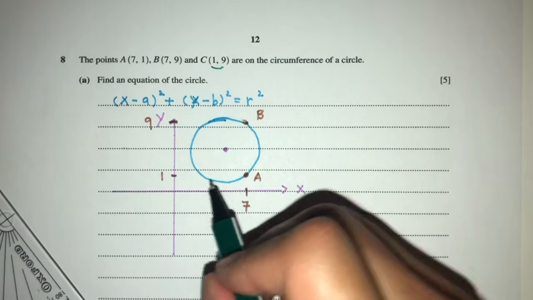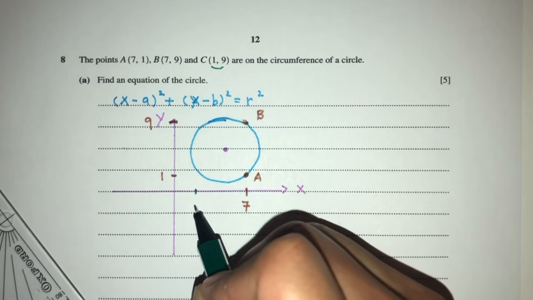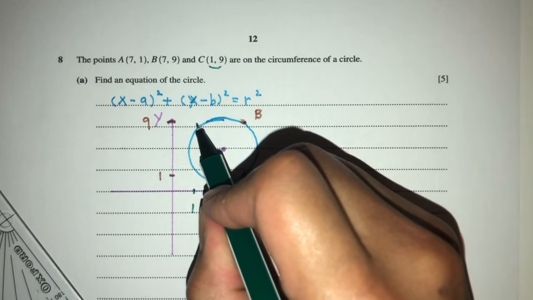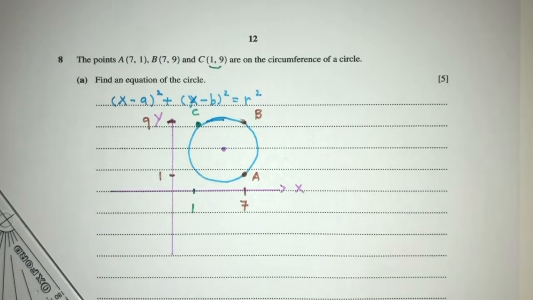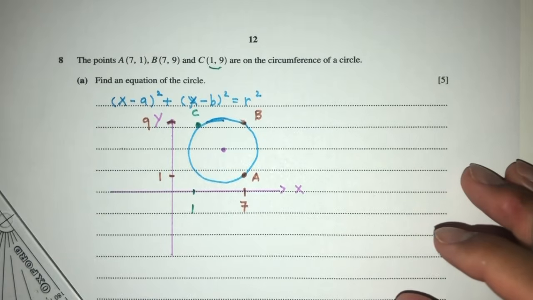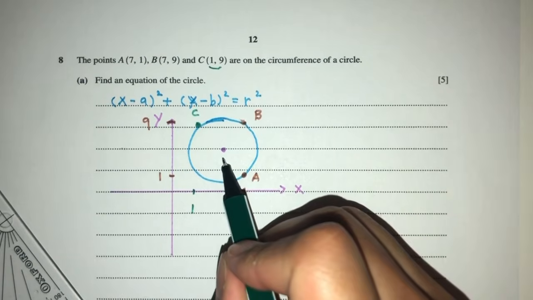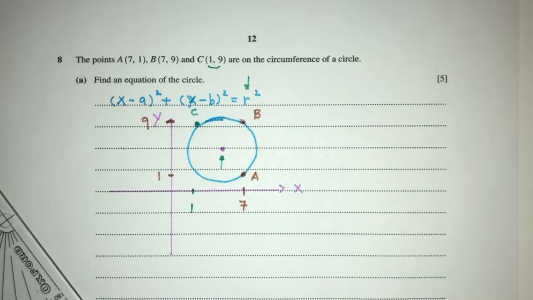And last one we have 1, 9. Let's say 1 should be somewhere over here, and 9 should be the same line as this. This is the point C. Okay, so now you can see this is approximately the positions of the points on the circle. So we have to use that to find the equation of the circle, right? To find the equation of a circle, we have to find the center and the radius.